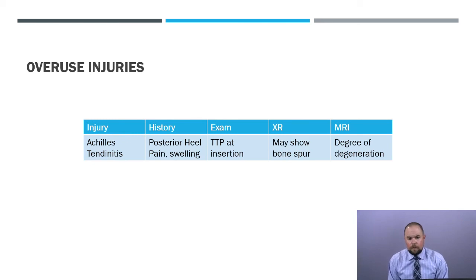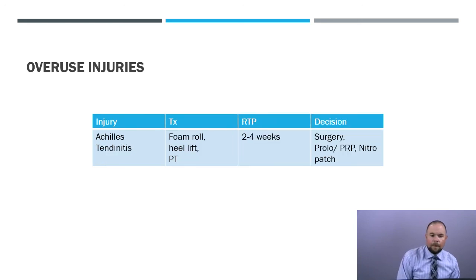Another overuse injury would be Achilles tendonitis. Those patients will have pain in the posterior heel down at the insertion of the Achilles on the calcaneus. There'll be swelling. Some x-rays may show a bone spur down there, and then MRIs will evaluate if there's an extensive degree of degeneration or, again, a tear if you're worried about that.